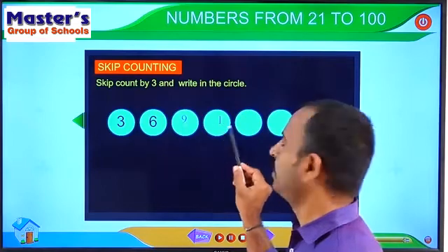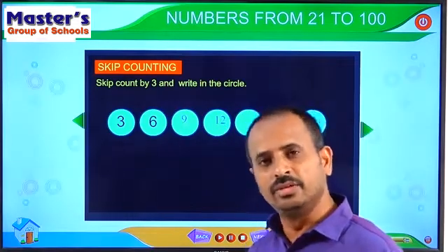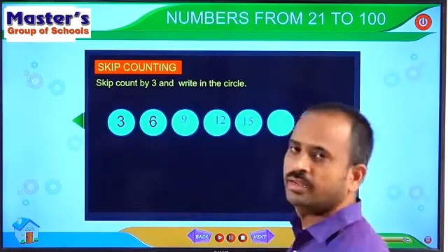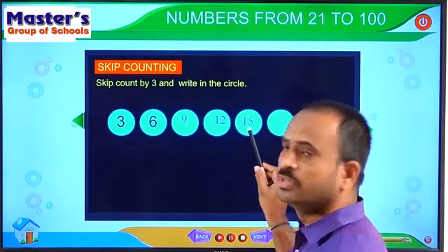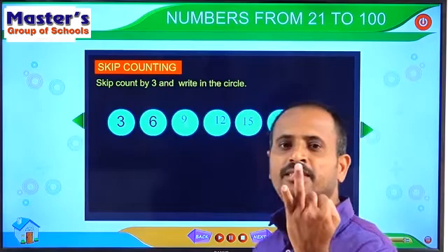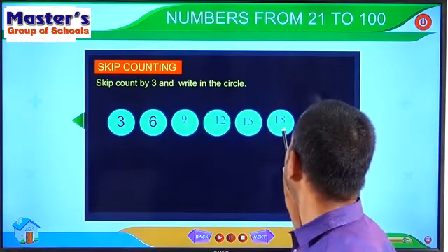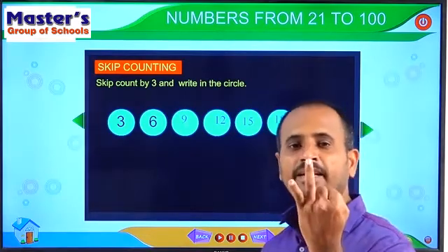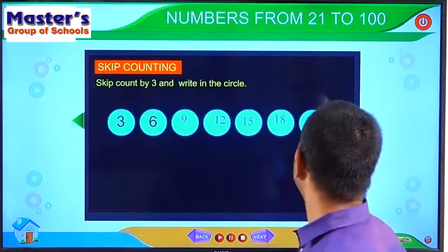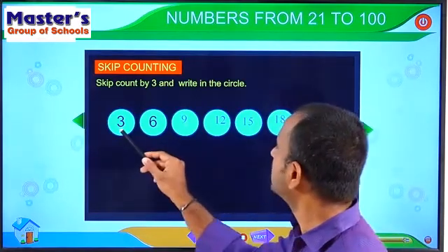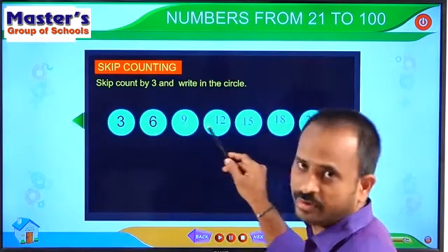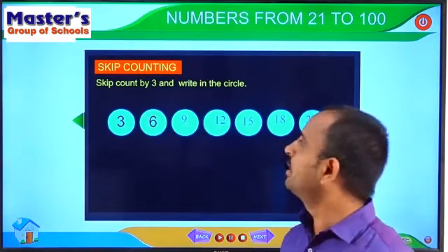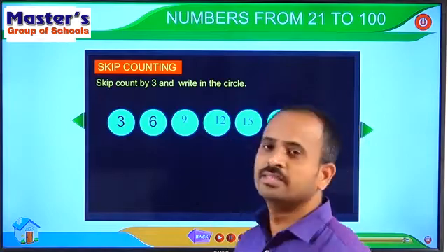So we will get 12, and again add 3 to the 12. So after 12 comes 13, 14, 15. So write 15 here. And again add 3 to the 15, and after 15 comes 16, 17, 18. So write 18 here. And again add 3 to the 18, and after 18 comes 19, 20, 21. So 21. So children, in this way we can skip count by 3 and we can write any number of numbers. So this is an example for skip counting. Let us see some more examples on skip counting.